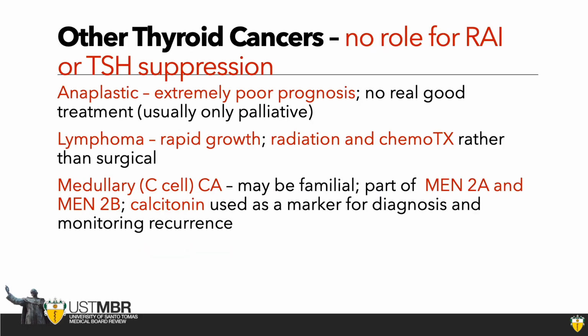For the others, anaplastic, lymphoma, medullary cancer, we do not give them radioactive iodine. They are not thyroid follicular cells, so they will not take up radioactive iodine, and neither do we do TSH suppression because they are not thyroid follicular cells. So they'll just do their own thing. They're not TSH dependent. So anaplastic has an extremely poor prognosis.